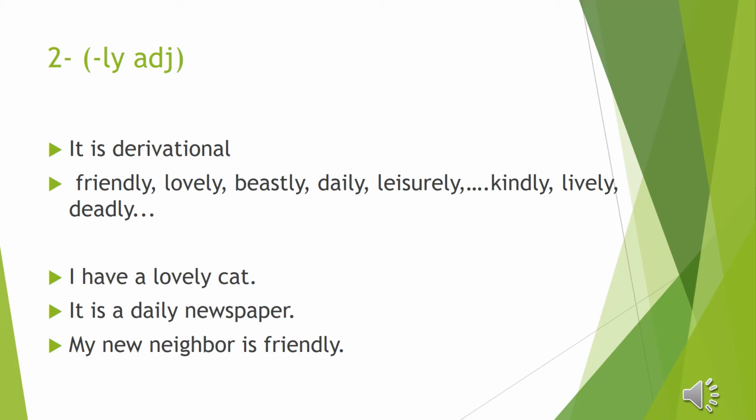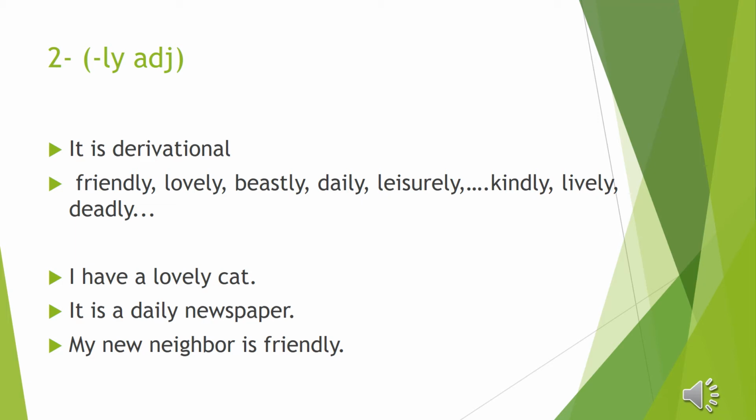The second example is it is a daily newspaper. Daily here is an adjective too, because it comes before a noun, and this is the position of an adjective in English. And second, because it describes the noun. We are talking about a newspaper that is issued and published daily, every day. So daily here is an adjective, and the ly in daily is ly adjectival because daily is an adjective.